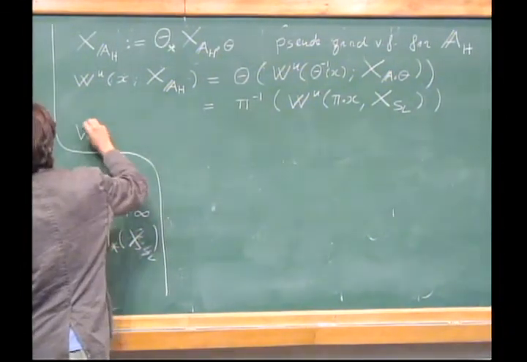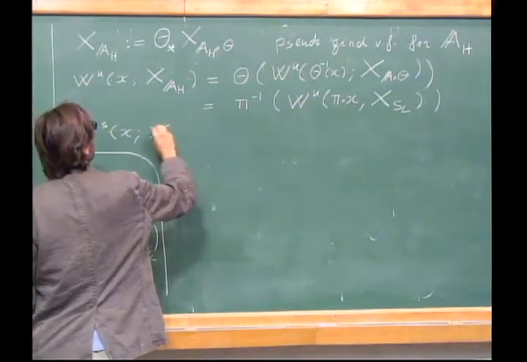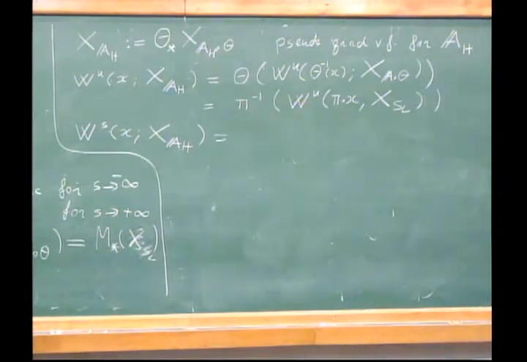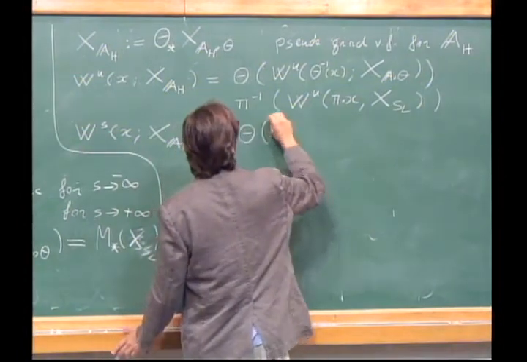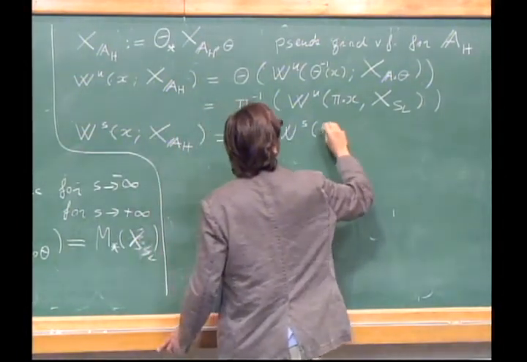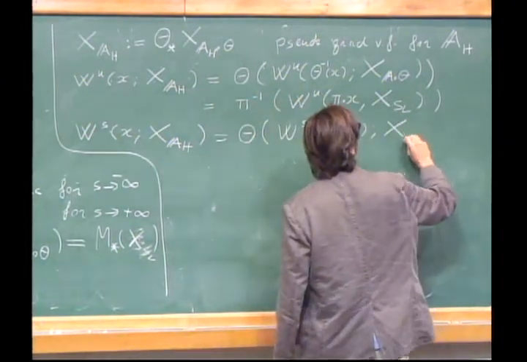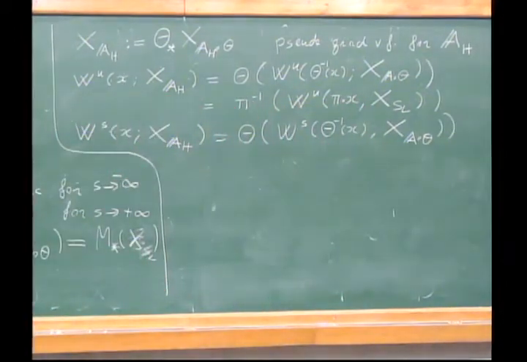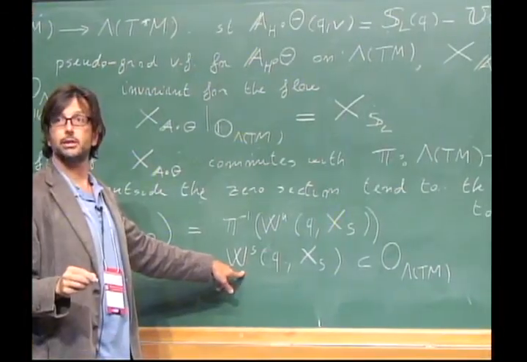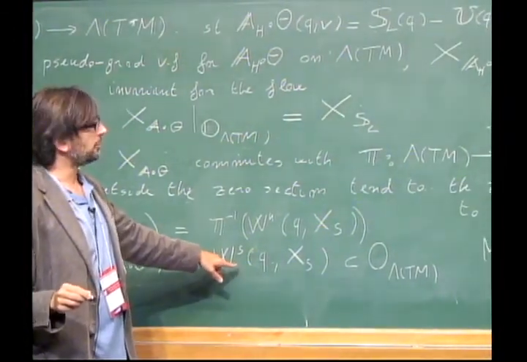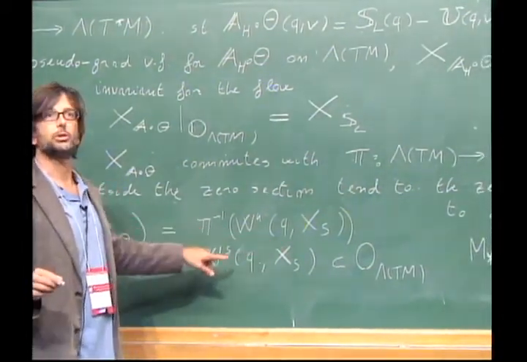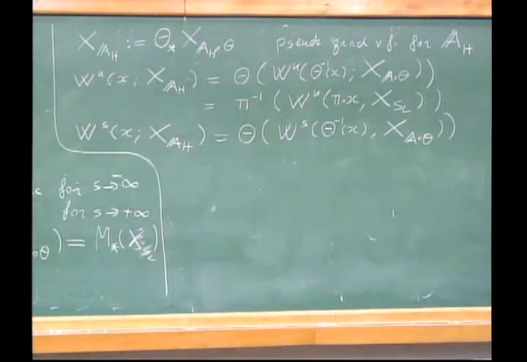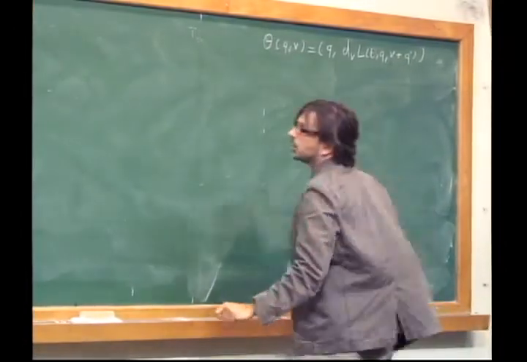What about the stable manifold of X_H? This is also easy to compute. Well, it's again the same thing. It's theta of the stable manifold of theta minus 1 x with respect to the old vector field, X_A composed with theta. We wrote it here. It's just this stable manifold, and this was contained in the zero section. So what do we find when we apply theta to something which is contained in the zero section? That's theta. Now v is 0 because we are in the zero section, so this v will not appear.